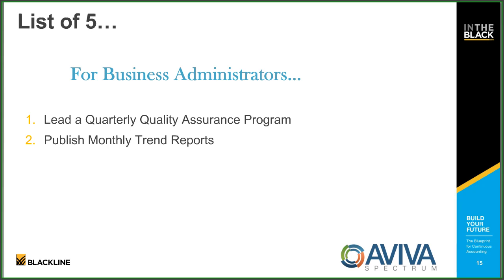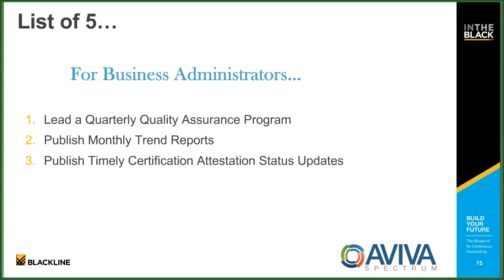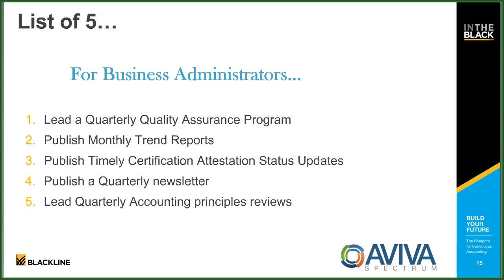So we have a few thoughts here. One is a quarterly quality assurance program. Two, publish monthly trend reports. Then third, really identifying for leadership how we're doing with the account reconciliation certification status updates. Four, a quarterly newsletter. And then five, lots of functionality within BlackLine that I think sometimes isn't leveraged enough is the ability to do special accounting principle reviews.